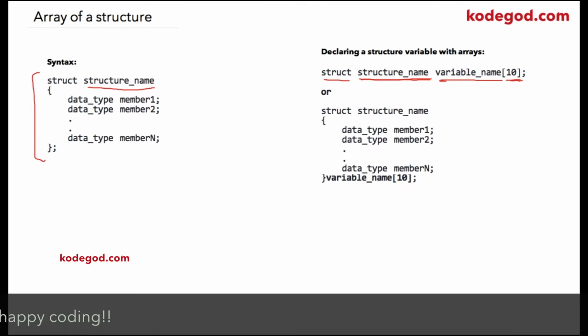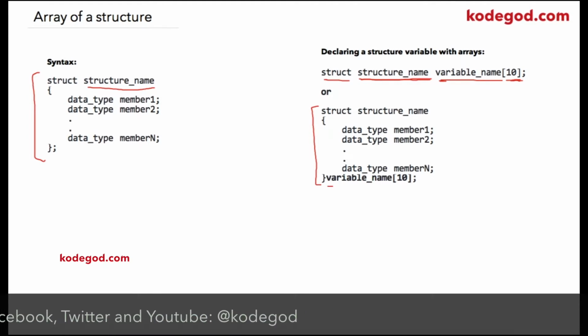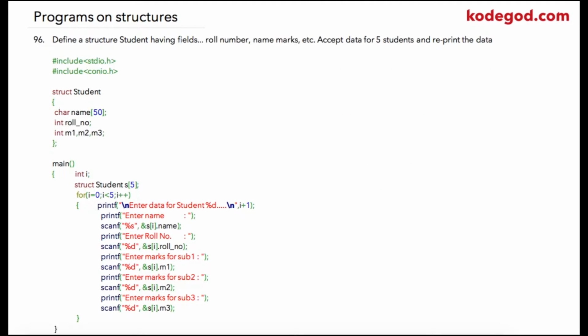There is one more method using which you can declare an array of structure, that is simply by writing your variable name and size over here. Now let us take one example to understand this concept better. We are going to write one program in which we'll define a structure named student with the fields roll number, name, and marks of three subjects M1, M2, and M3, and then we'll declare an array of this structure, and then we'll accept data for all the 5 students, and we will reprint the data.